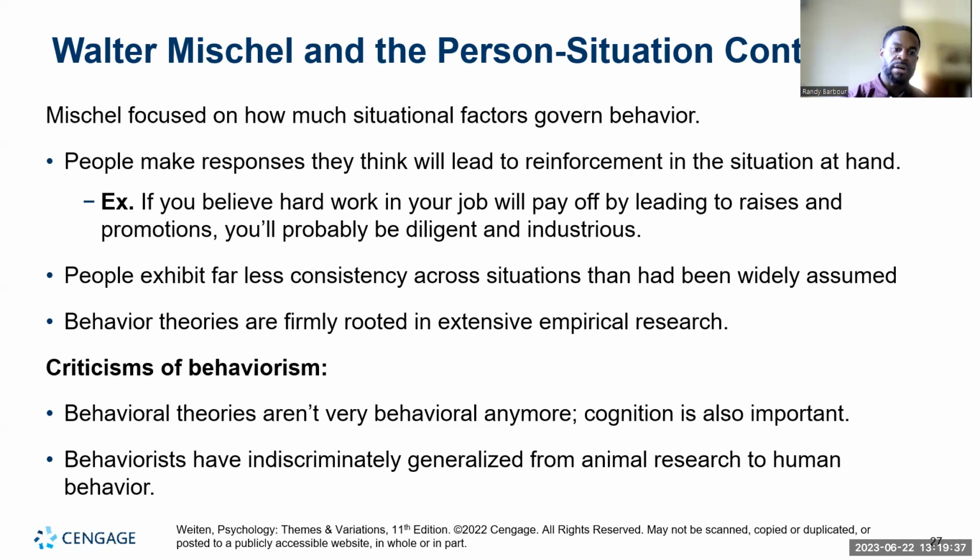And then behavioral theories are firmly rooted in extensive empirical research. So research has shown that again we don't behave the same in all situations, and research has highlighted that idea that we do change based on the situations that we're in and the context that we're in over the course of time. Some of the criticisms of behaviorism: behavioral theories aren't very behavioral anymore. Obviously, cognition is extremely important. So there's a marrying of the two, behaviorism and cognition, because we have to be able to process information in order to learn about different reinforcements and punishments that we have in an environment.